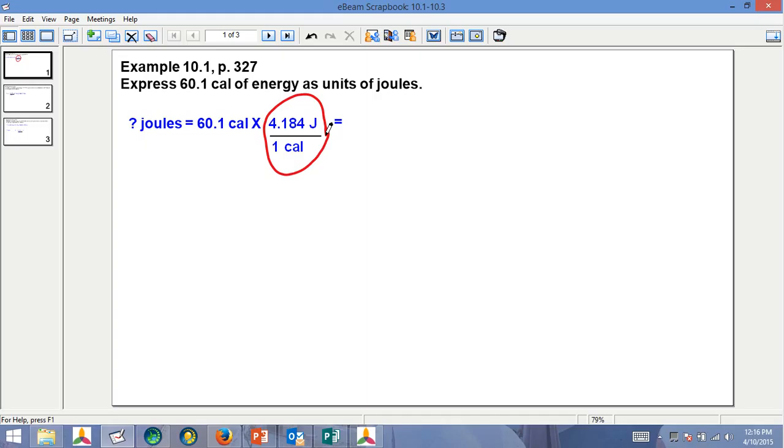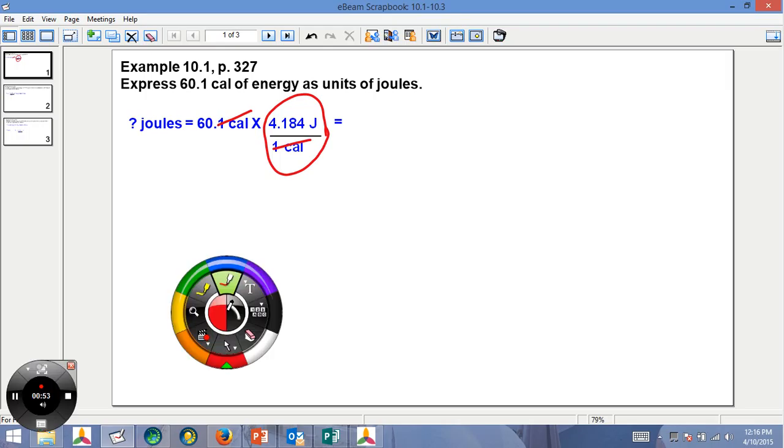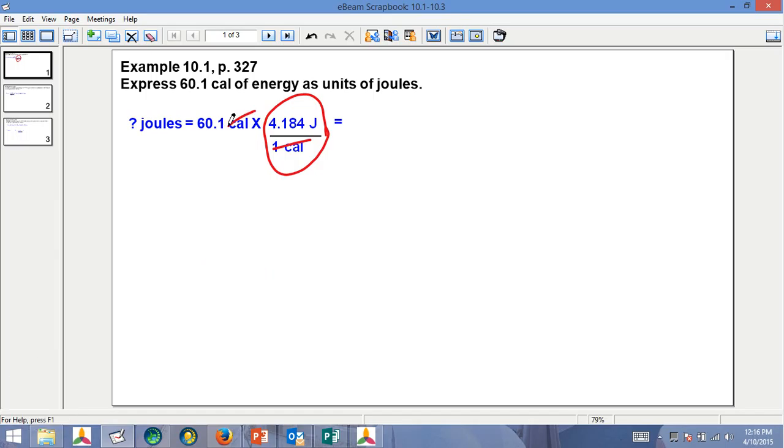And then we're going to multiply. We're going to cancel our calories, and it's just going to be a straight multiplication. So we're going to end up with 251 joules. Okay? Any questions on that one?